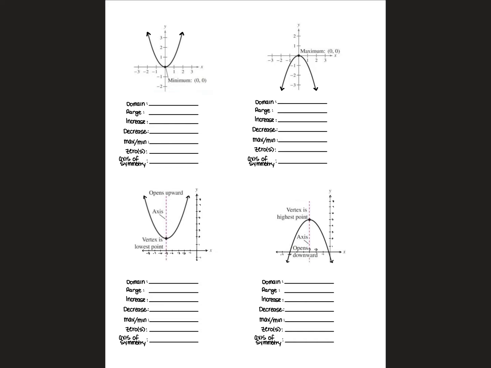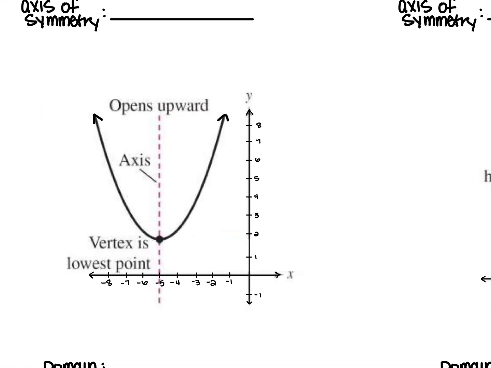Parabolas look like these, but they're going to be cut in half. That is your axis of symmetry. So like with this one here, that dotted red line is your axis of symmetry because it cuts the parabola in half, and you can literally fold it and it mirrors both sides.